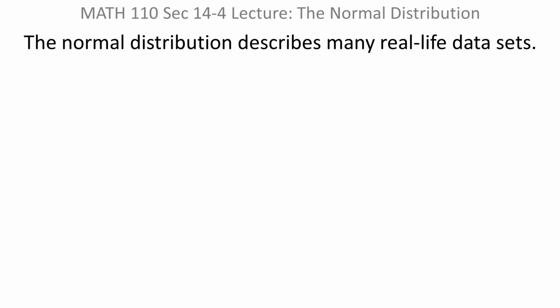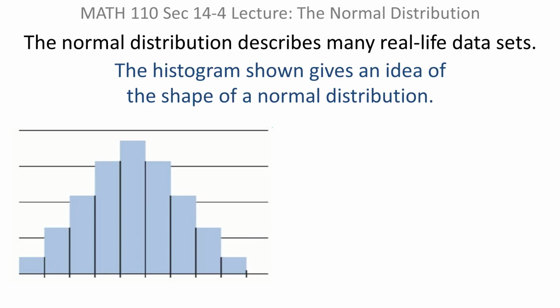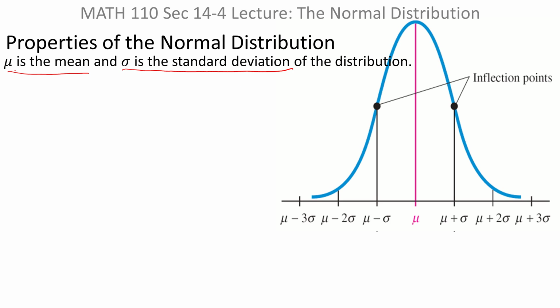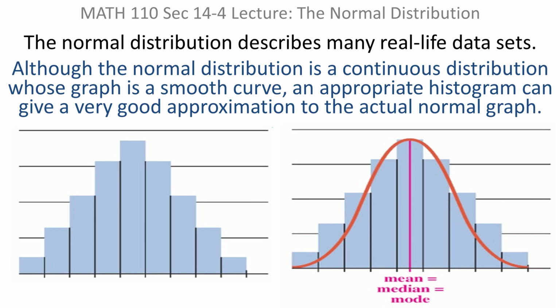The normal distribution describes many real-life data sets. This histogram alludes to the shape of a normal distribution. In this histogram, we're going to let mu be the mean, and sigma be the standard deviation for our distribution. The histogram represents discrete data. A normal distribution represents continuous data. This curve is continuous.